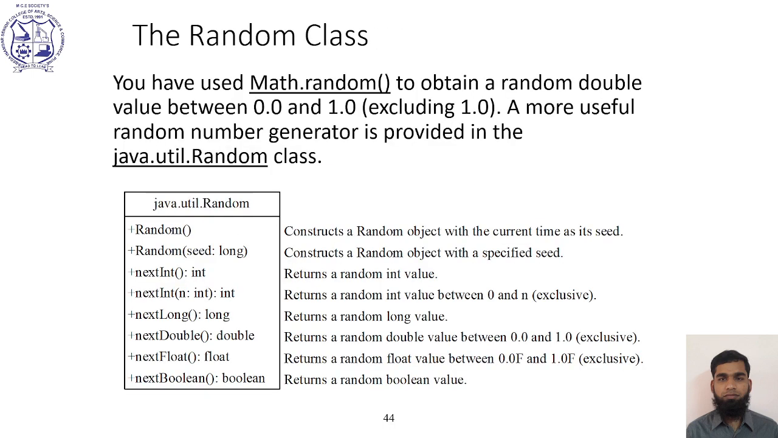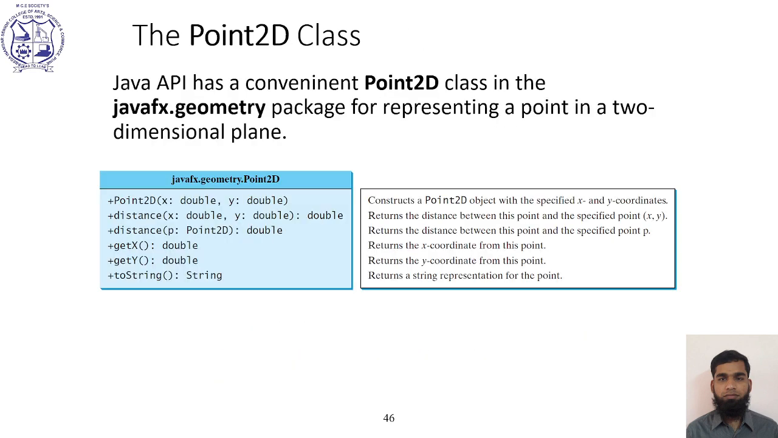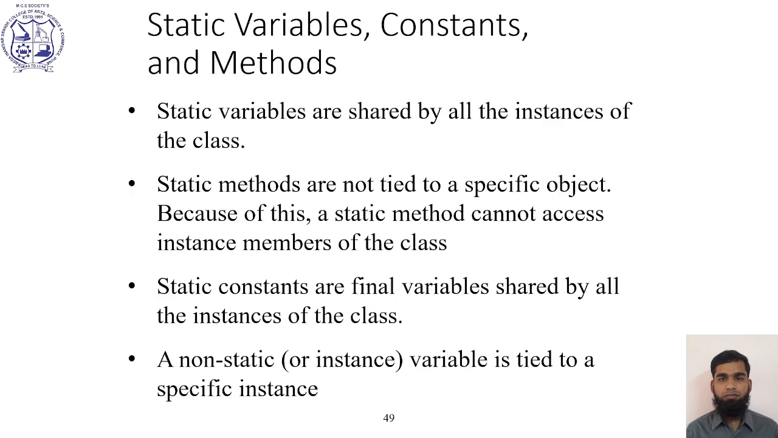There are so many methods, the Math class, and the methods of the Random class and Point2D. These are in the JavaFX geometry package containing Point2D. There are so many predefined classes we use. Also, we'll discuss the instance variables and methods. An instance variable belongs to a specific instance. Instance methods are invoked by any instance of the class.